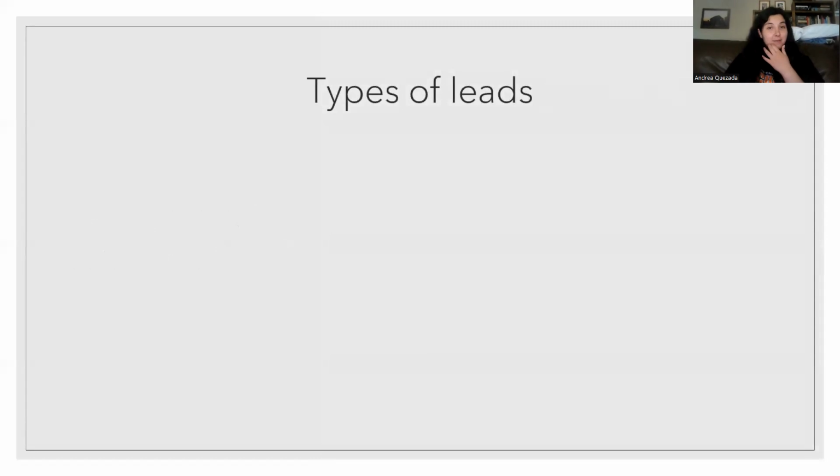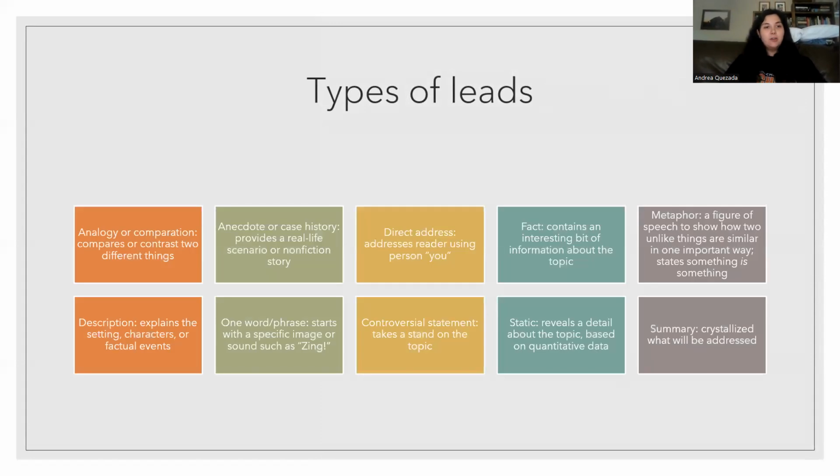There are 10 types of leads, and I will also introduce that to the students. So we have analogy and comparison, which is really clear, compares or contrasts two different things. Then we have the case history, which provides a real life scenario with real life events. Then we have direct address, when it addresses the reader using the person you, so it makes it more personal.